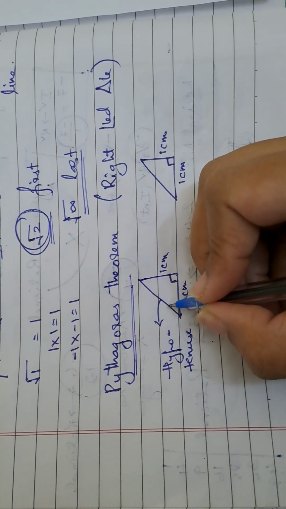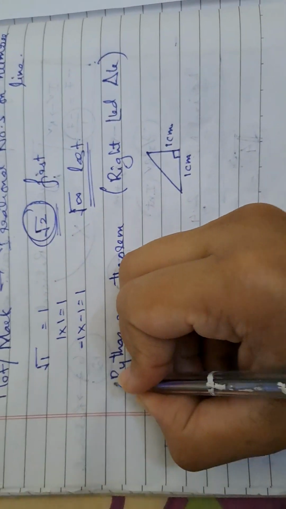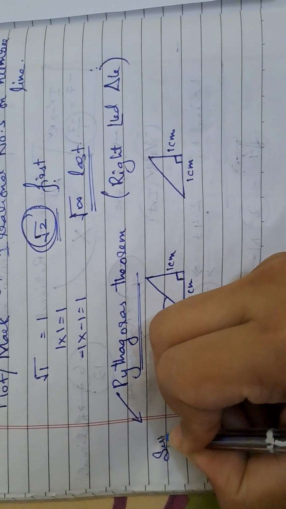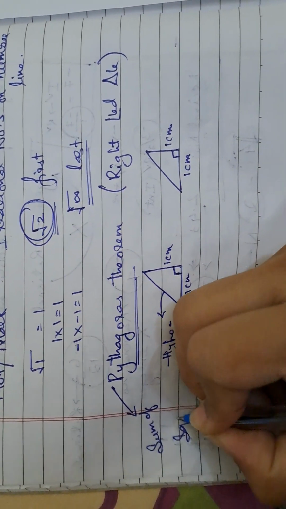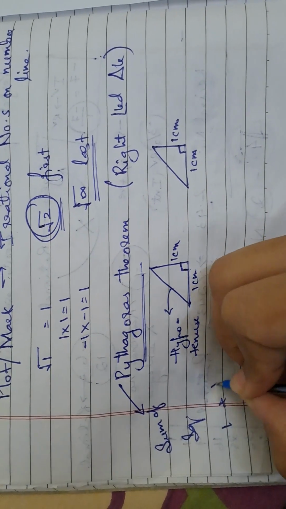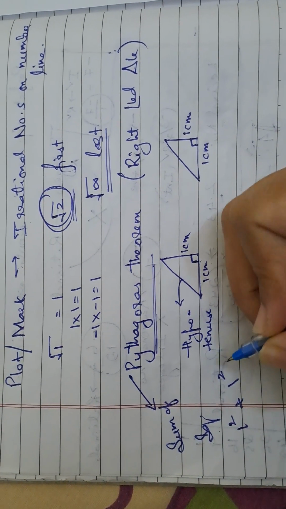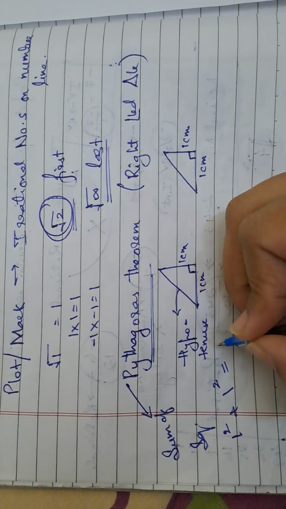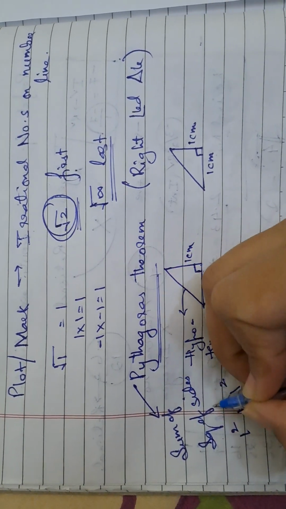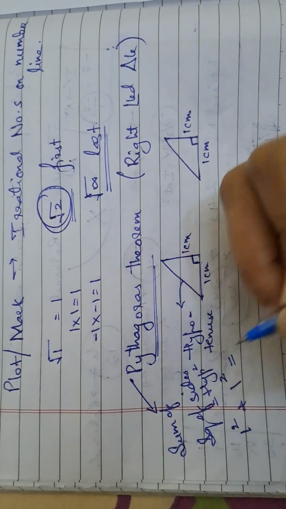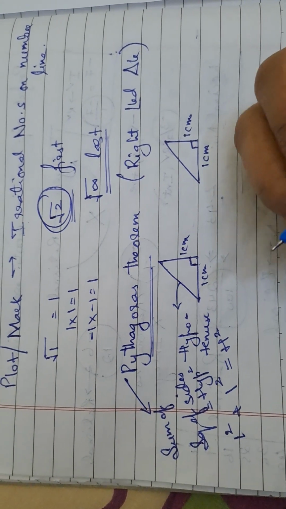So how do you get the value of this hypotenuse? By the Pythagoras theorem. What does the Pythagoras theorem say? Write it down. The sum of squares of the sides is equal to the hypotenuse square. That is what we are understanding here.